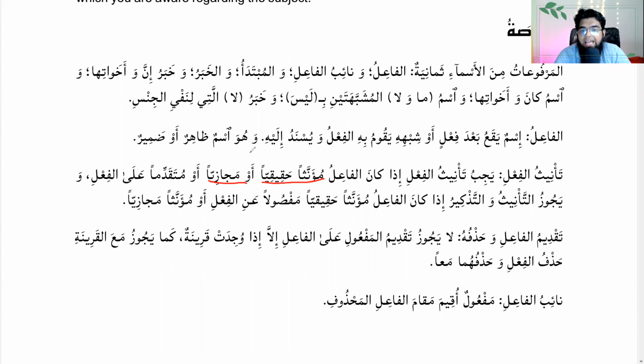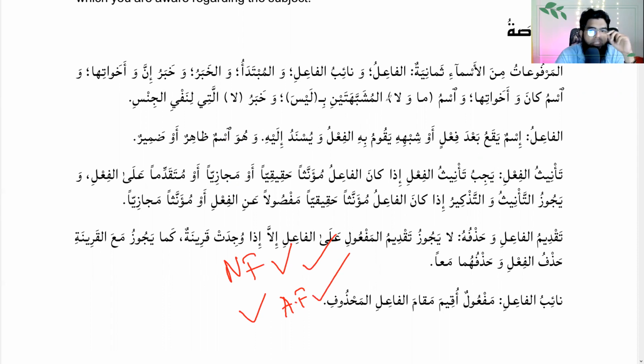وَيَجُوزُ التَّأْنِيثُ وَالتَّذْكِيرُ إِذَا كَانَ الْفَاعِلُ مُؤَنَّثًا حَقِيقِيًّا مَفْصُولًا. But it is fine for feminine and masculine if it is مَفْصُول, there's a gap between this thing عَنِ الْفِعْلِ، أَوْ مُؤَنَّثًا مَجَازِيًّا. So this should not be there. There's a mistake here, because we learned, right? Majazi, there's a choice. He says majazi, it is yajibu, mandatory. It is mandatory only in two places. One, the verb is there and there's a natural female. This is mandatory. And then, an artificial female is there and the verb is there. There are only two places which are mandatory from what we remember, no?